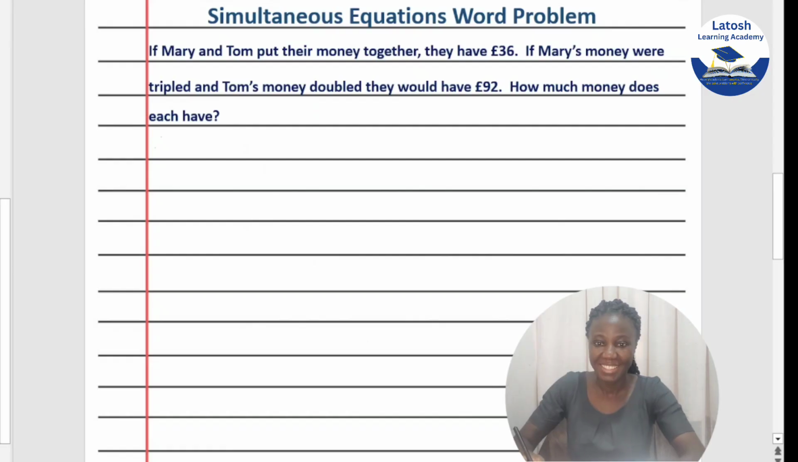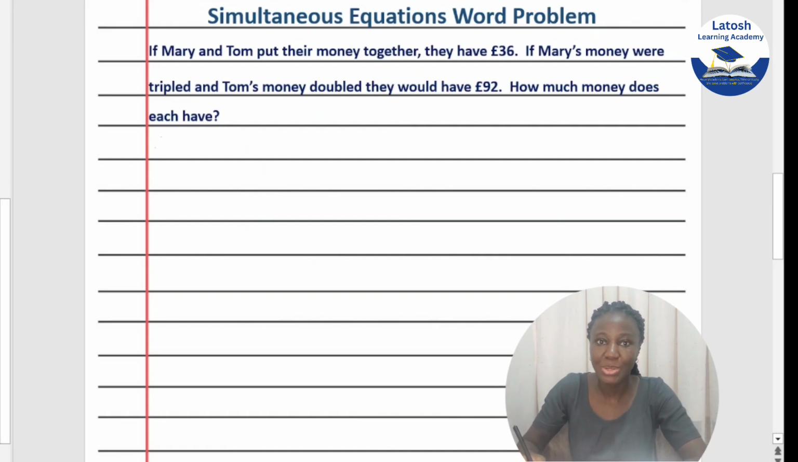Let's get started. Now our question is, if Mary and Tom put their money together, they have 36 pounds. If Mary's money were tripled and Tom's money doubled, they will have 92 pounds. How much money does each have? Let's solve this question step by step.